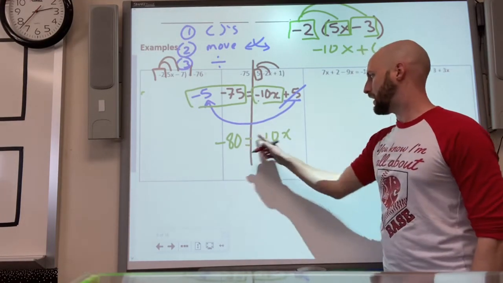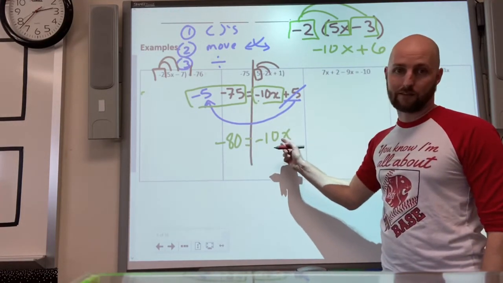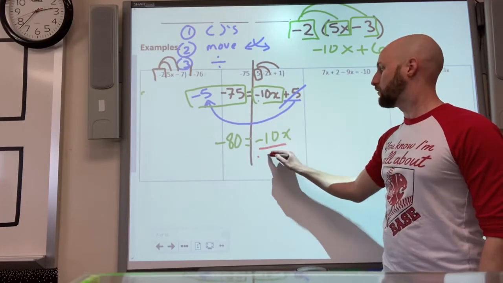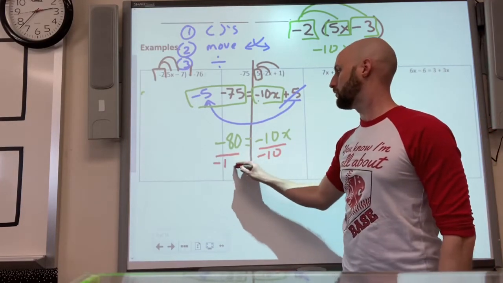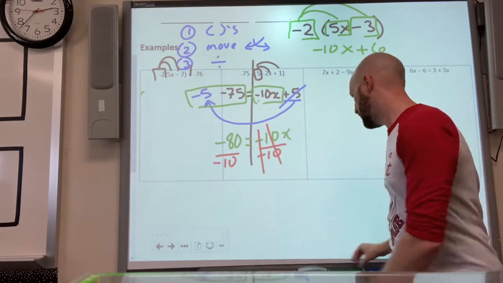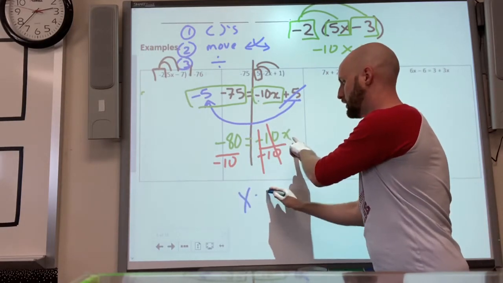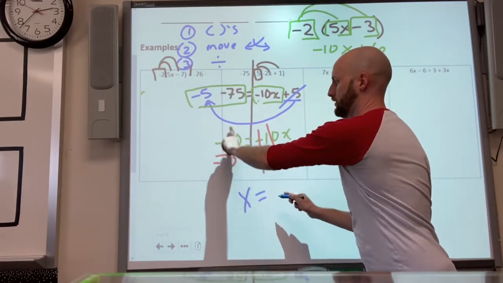Okay, ¿cuál es mi x? El menos 10, because the x is the one with the minus 10. So I divide this number, and x equals positive 8.